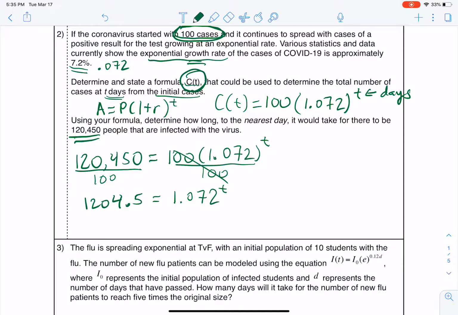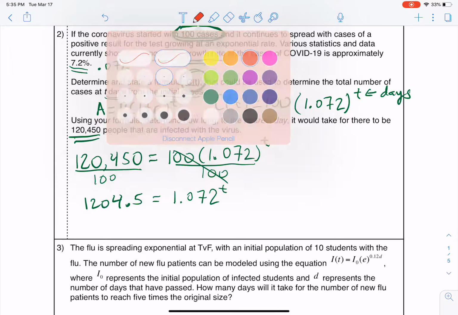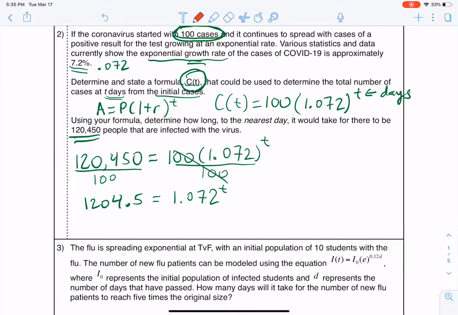Okay, so now remembering back to earlier this unit, to get rid of that base of 1.072, we need to take the log of that number on both sides. So I take the log of 1.072 on the right side, and I also do that on the left side of the equation.